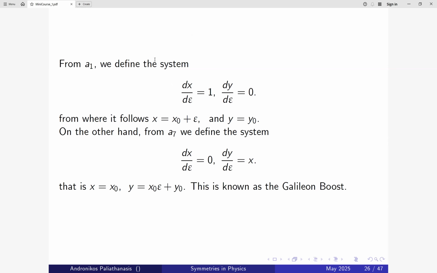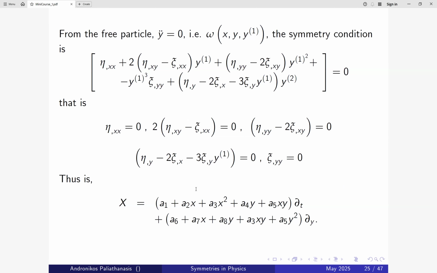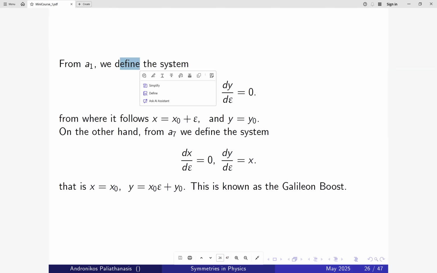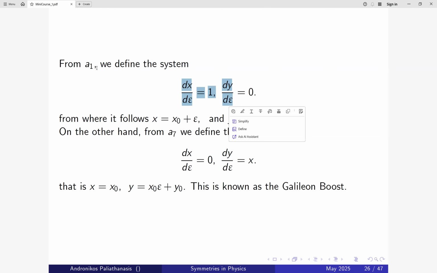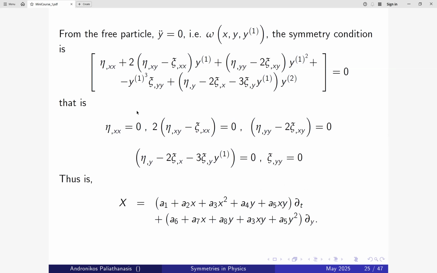Now, which are the symmetries of this? Some of them we can recognize. For instance, for A1, we define the following system, where it follows that x equals this, a point transformation given by the symmetry vector A1. And this is nothing else than the translation in time. So we know that the free particle is invariant under the translation in time. So this is actually the way we prove it.